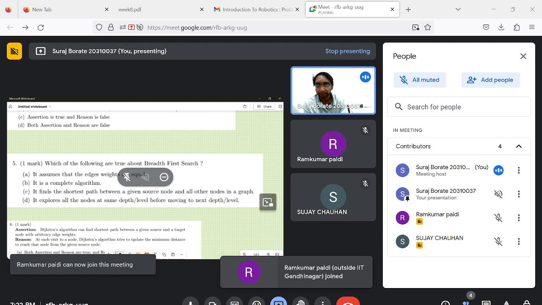So what do we mean by a complete algorithm? This word, complete. A complete algorithm means that if a solution exists, then you should be able to find the solution. Your algorithm should be able to find it. So is breadth first search a complete algorithm or not? If the path exists, then you should be able to find the path using breadth first search, right? If the path doesn't exist, then you cannot find it. Does it find the shortest path?